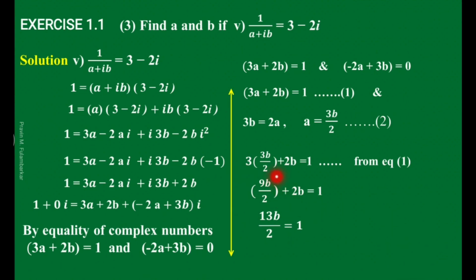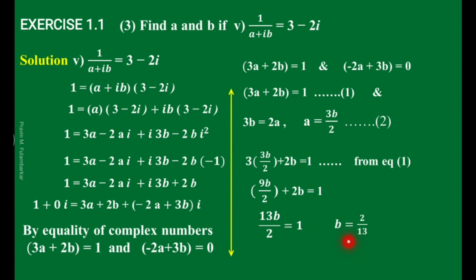or you can directly cross multiply this. 9 plus 2 into 2 is 4. 9 plus 4, 13. So we write 13b by 2. That means we get the value of b equals to 2 by 13. So we get b equals to 2 by 13.